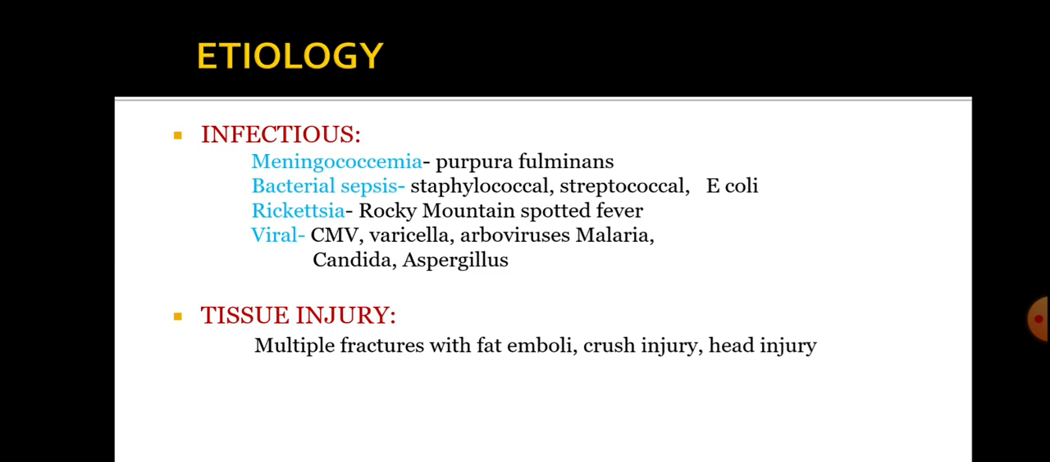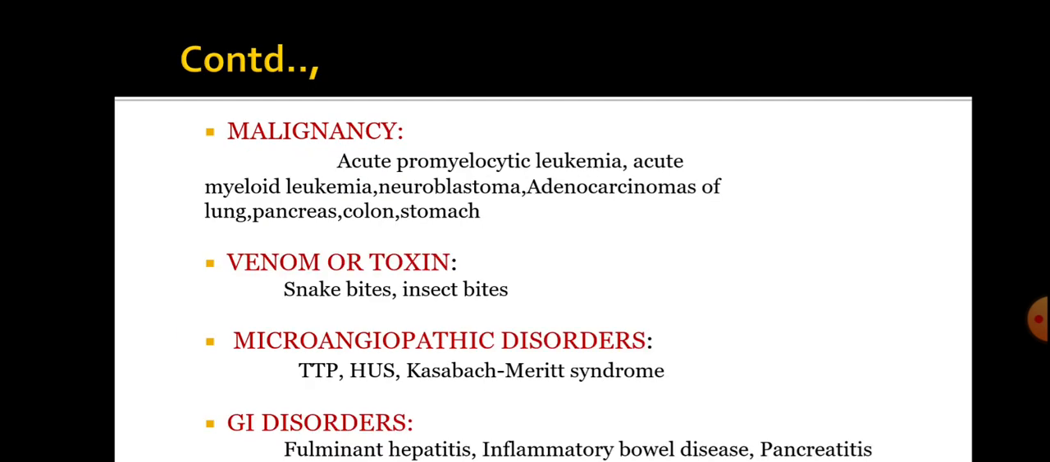Coming to the etiology, there are certain infectious causes resulting in development of DIC. Tissue injury can lead to development of DIC, due to multiple fractures with fat emboli, crush injury, head injury, and such factors. Malignancy can also lead to DIC, due to acute myeloid leukemia, acute promyelocytic leukemia, neuroblastoma, and adenocarcinomas of the lung, pancreas, colon and stomach.